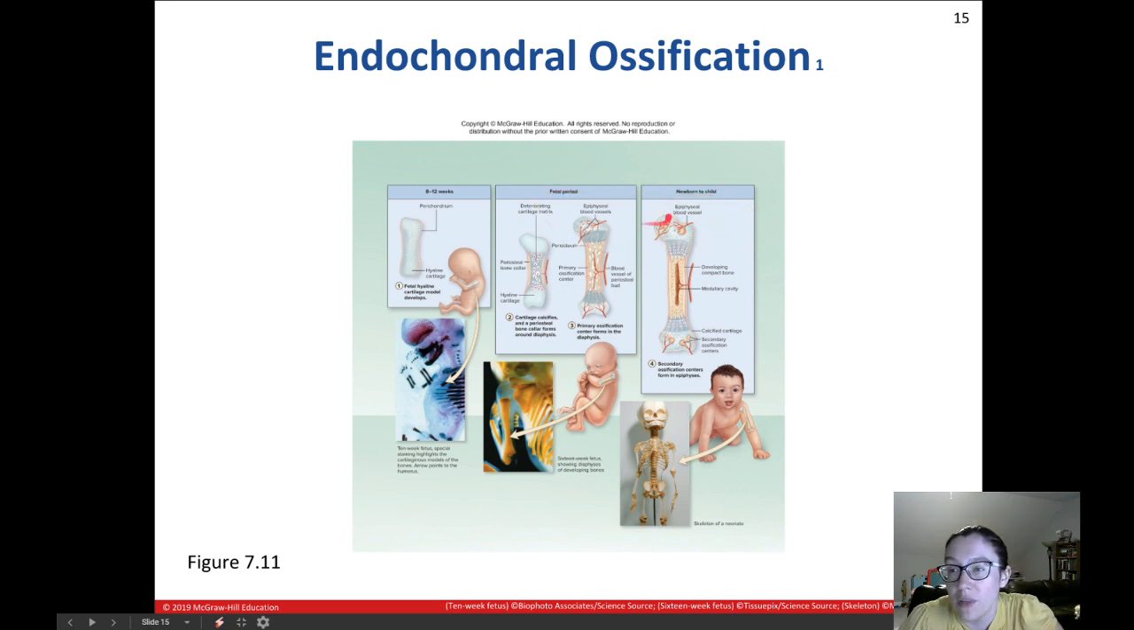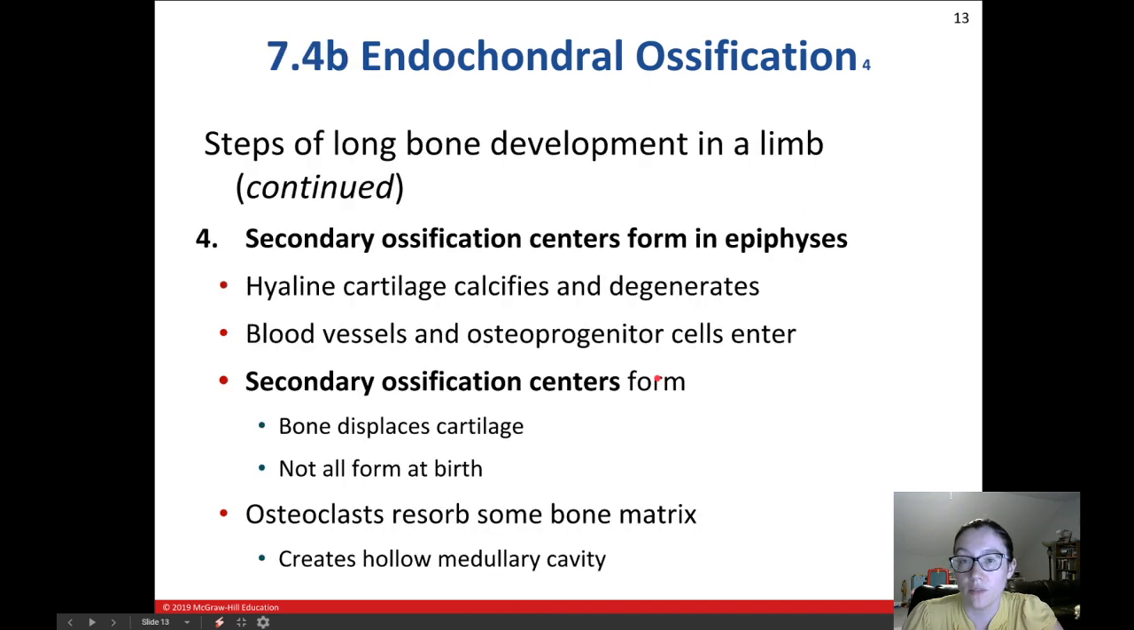So next, this is going to be later on during development, into the newborn period. We're going to have the development of our secondary centers of ossification. So the primary center of ossification is in the diaphysis, whereas our secondary centers that we'll talk about soon are going to be in the epiphysis of the long bones. And so step 4 is going to be when our secondary ossification center forms in the epiphysis.